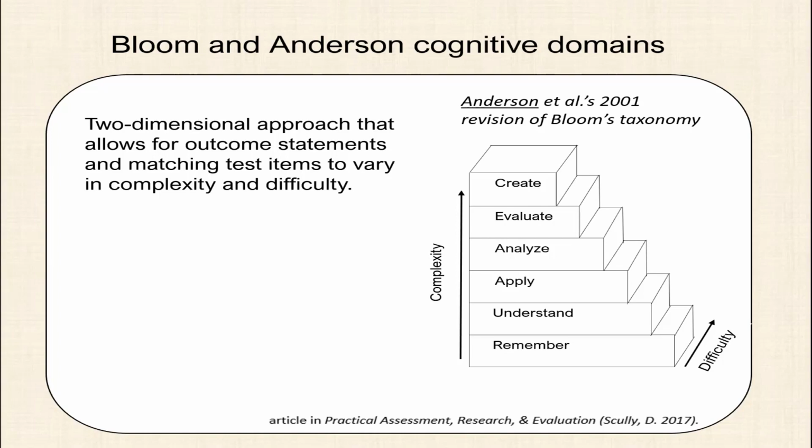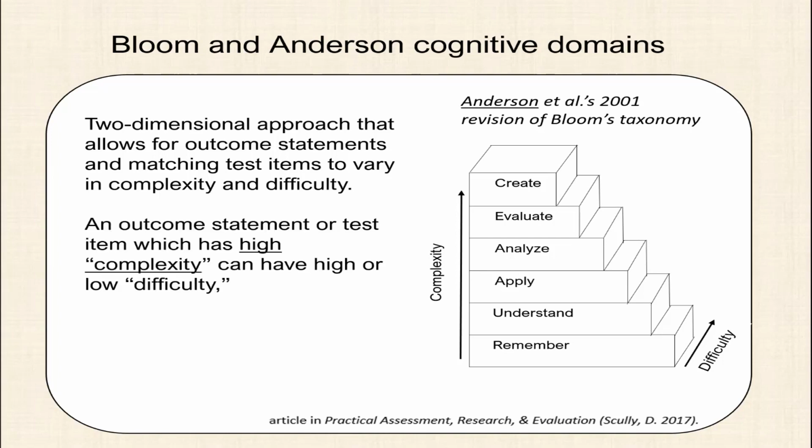And notice that there's a complexity, because we use this a lot in developing outcomes. Notice that there's a complexity dimension, and then for each cognitive level, which goes up in complexity as you go up the ladder here, there's also a difficulty level. So it's a two-dimensional approach, but it allows for outcome statements and matching test items to vary in complexity and difficulty. And before we mentioned the words breadth and depth.